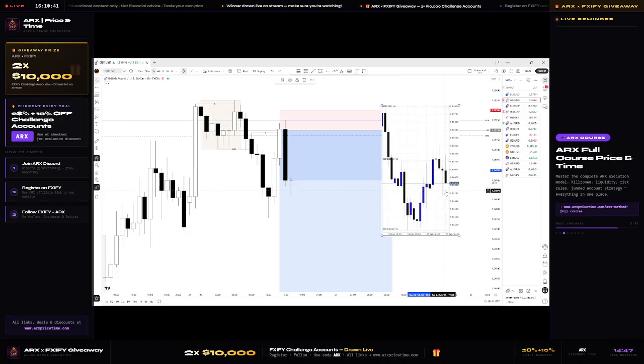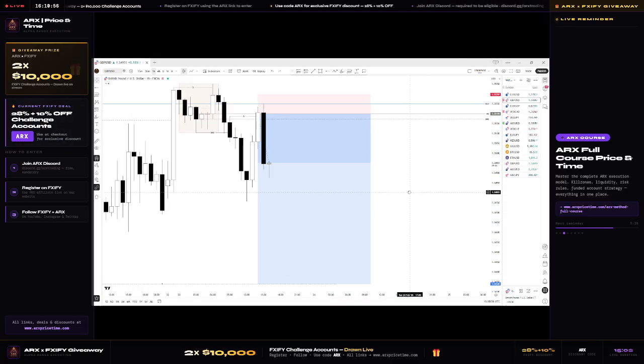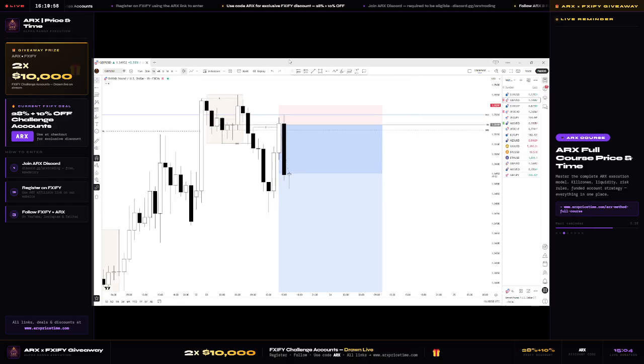That's once the market taps and just moves away. Stop loss to break even. The stop loss was just a little bit higher. I don't trade more than 10 pips on stop loss, so I put it just like that. And I use the break even protocol, that's something ARX has been doing. So now the market is on this order block.